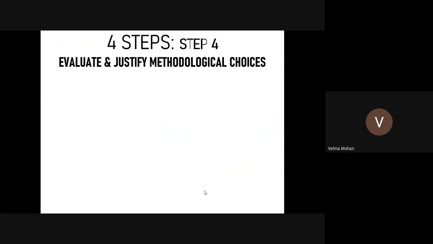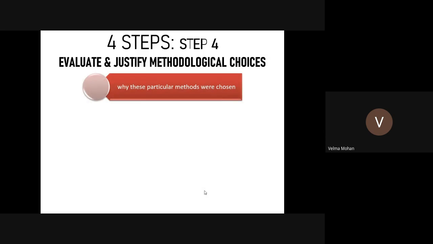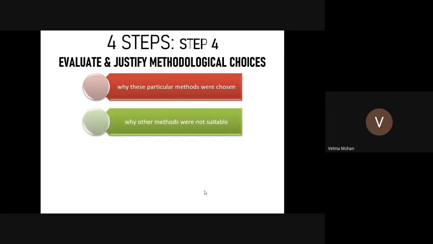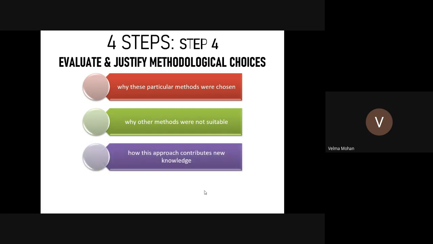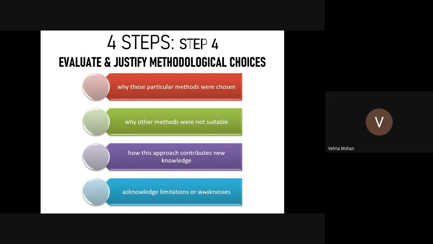So over to the last step, which is to evaluate and justify the choices that you have made in the first three steps. Research methodology should make the case for why the researcher has chosen these particular methods, discuss why other methods were not suitable, and how this approach contributes to new knowledge or understanding. The researcher can also acknowledge limitations or weaknesses in the approach chosen.